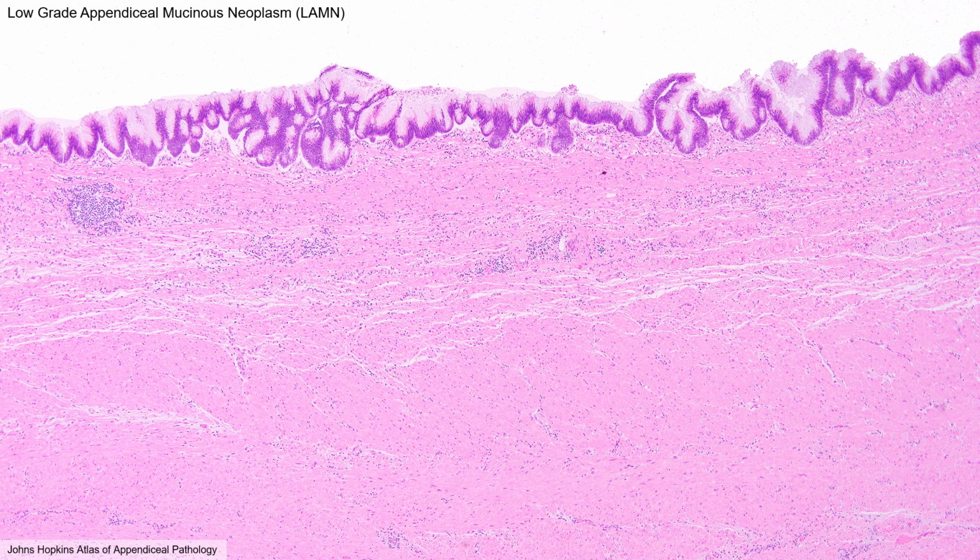Here we can see a nice example of a low-grade appendiceal mucinous neoplasm where we have cells with low-grade cytologic atypia, meaning dark, elongated, crowded nuclei, and abundant apical mucin. And I see that I have a complete loss of my normal lamina propria and muscularis mucosae, and instead I have this undulating border and some underlying fibrosis.